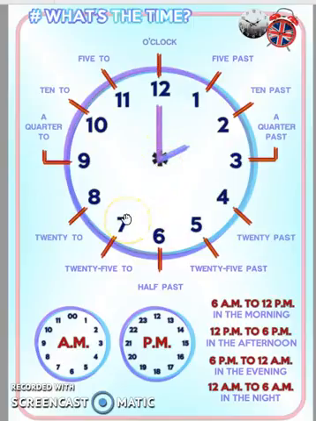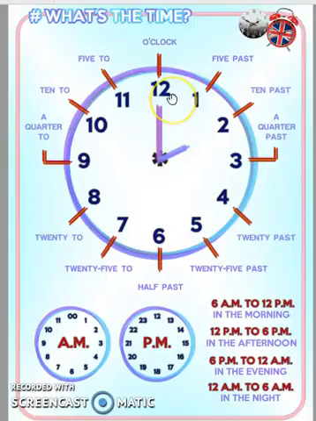If it's pointing at 7, you would say 7 o'clock. If it's pointing at 8, you would say 8 o'clock. If it's pointing at 9, you would say 9 o'clock. If it's pointing at 10, you would say 10 o'clock. And if it's pointing at 11, you would say 11 o'clock. All right, so that's when it is the beginning of the hour.